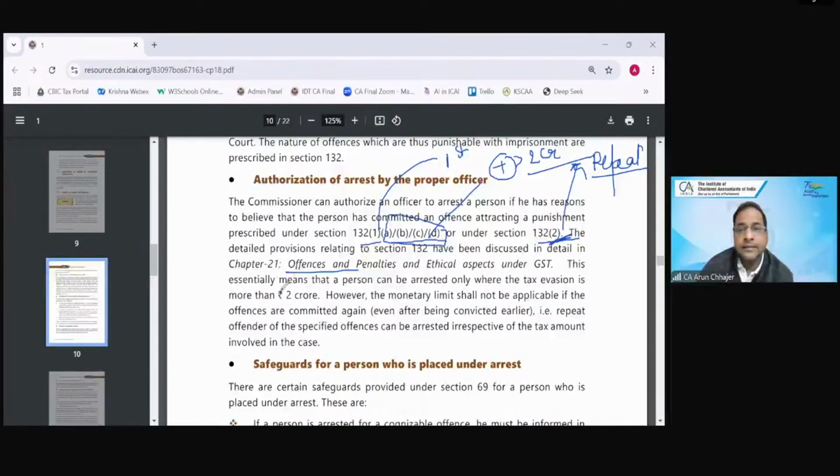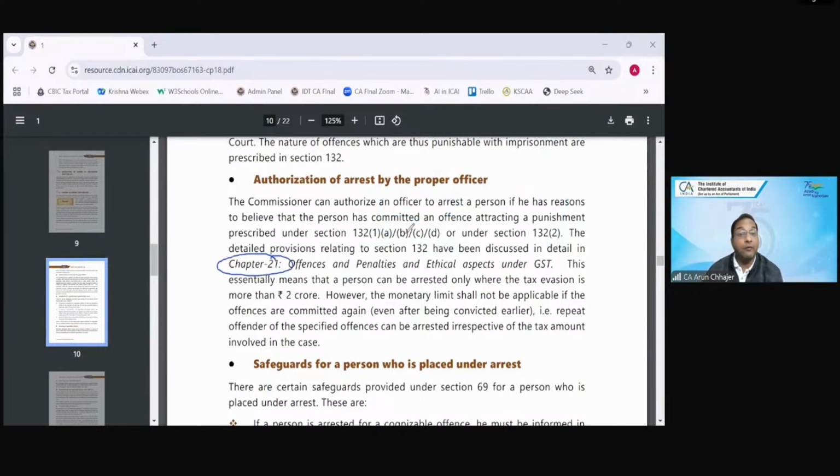ठीक है? Once we reach section 132, then we will be able to understand more clearly. But yes, chapter 21. And what is the amount? Amount is more than 2 crore. However, the monetary limit will not be applicable अगर repeat offense है. मतलब person पहले भी कर चुका है and again he is convicting that offense, can be arrested irrespective of the tax amount.